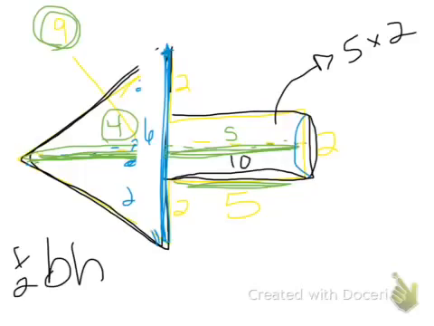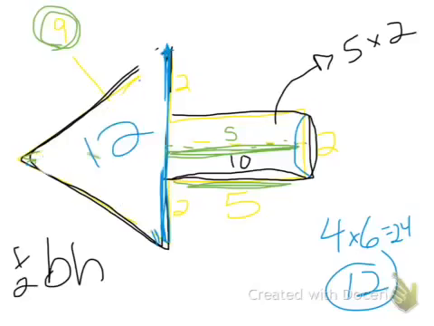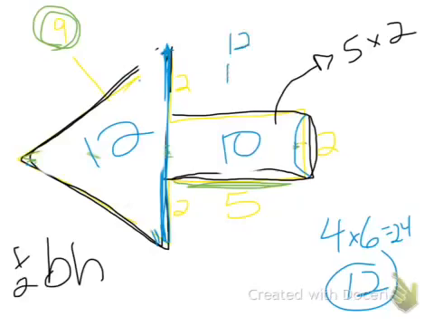So now we have our base, which is 6, and our height, which is 4. So then we go to 1/2 base times height. So we would do 4 times 6 is 24, and then we divide it by 2, so it would be 12. So the triangle is 12, and the rectangle was 10. So that means we do 12 plus 10, and our total area is 22 square units. Easy as pie.